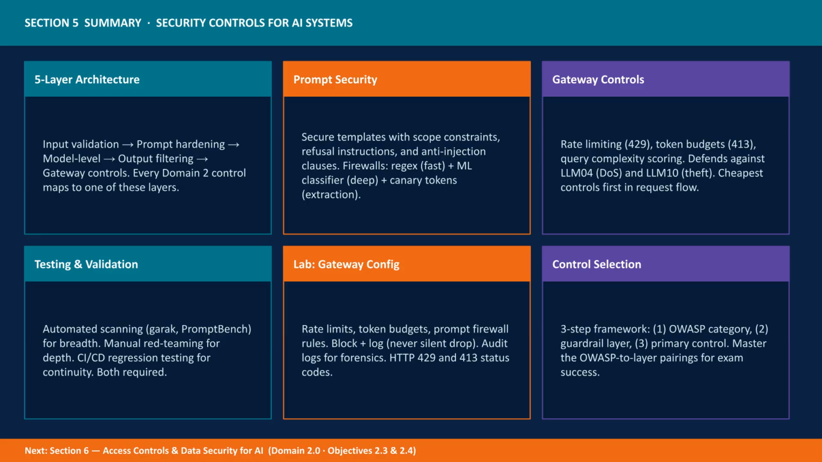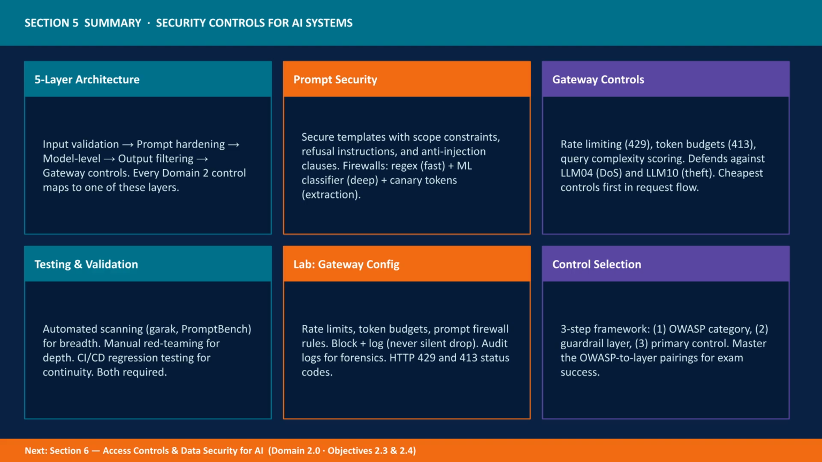The hands-on lab made gateway controls concrete by implementing rate limiting, token budgets, and prompt firewall rules against a real LLM endpoint. And the practice scenarios tied it all together with the 3-step control selection framework. Identify the attack, identify the layer, select the control.